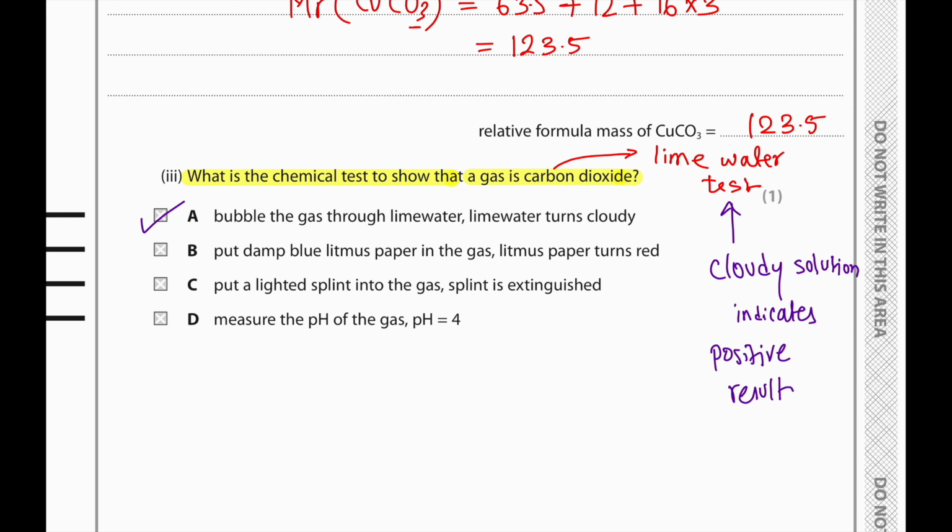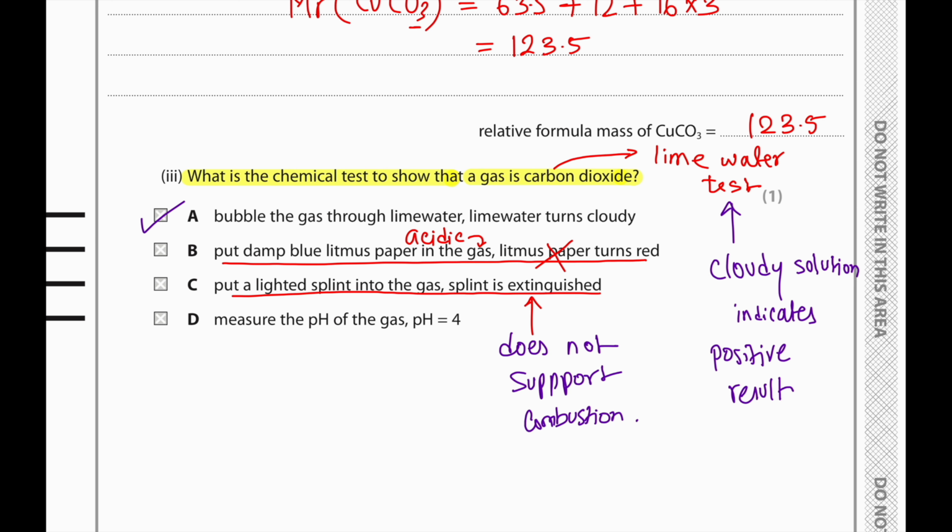Now let's see why the other options are not correct. Put damp litmus paper in the gas. Litmus turns red. This shows that it is an acidic gas, so we can do it only with an acidic gas. Put a lighted splint into the gas. The splint is extinguished. Now this shows that the gas does not support combustion, but we cannot say that the gas is carbon dioxide. Measure the pH of the gas. The pH is 4, which indicates an acidic gas.